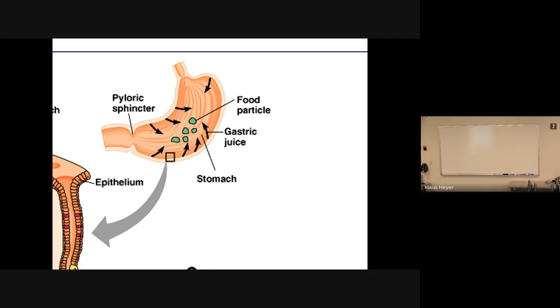Unless you get an ulcer. That's what an ulcer is. If the mucus wears away, you'll have a peptic ulcer. Because then the acid is touching your epithelial cells, your epithelial tissue. It starts burning a hole in your stomach.